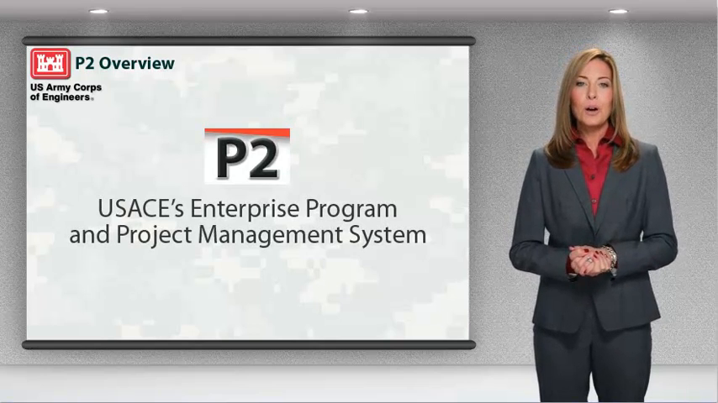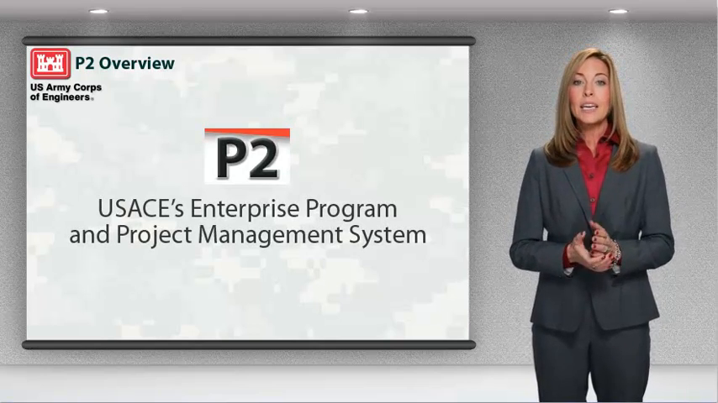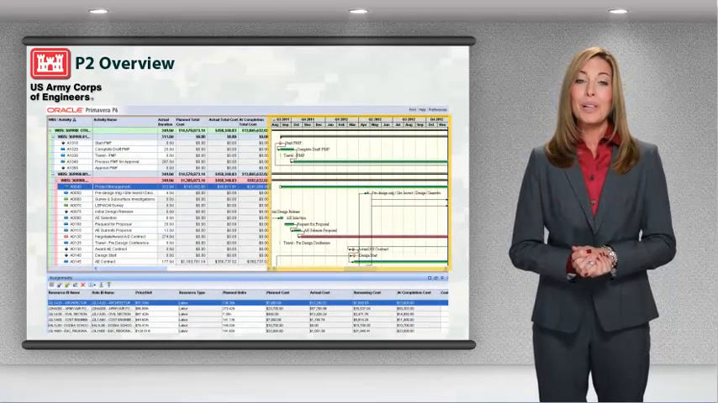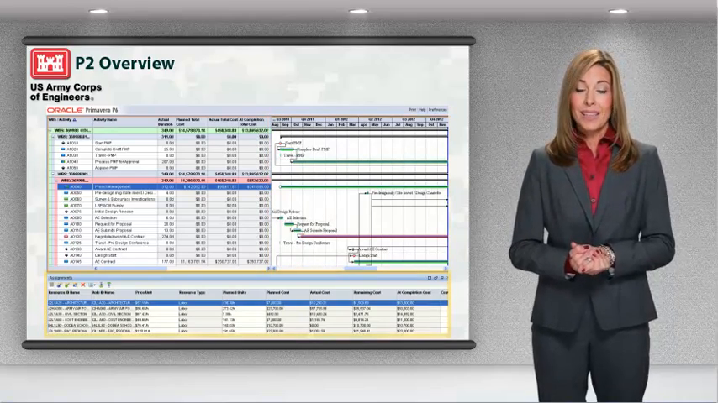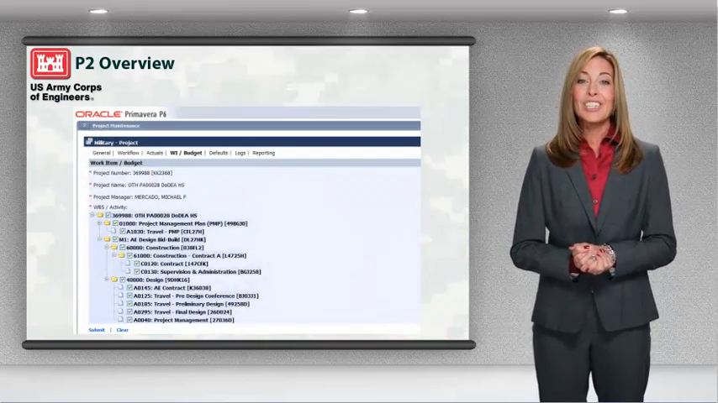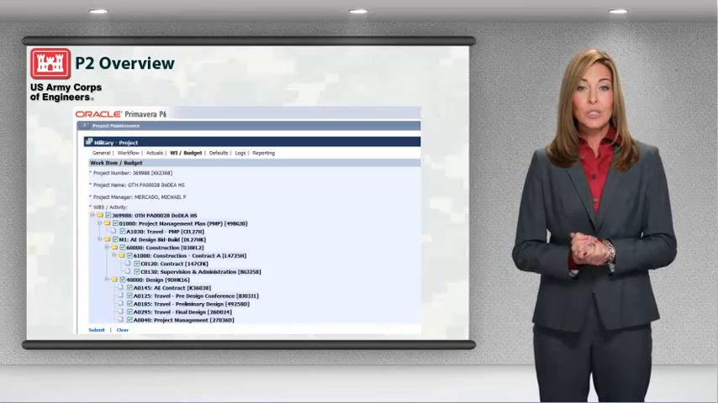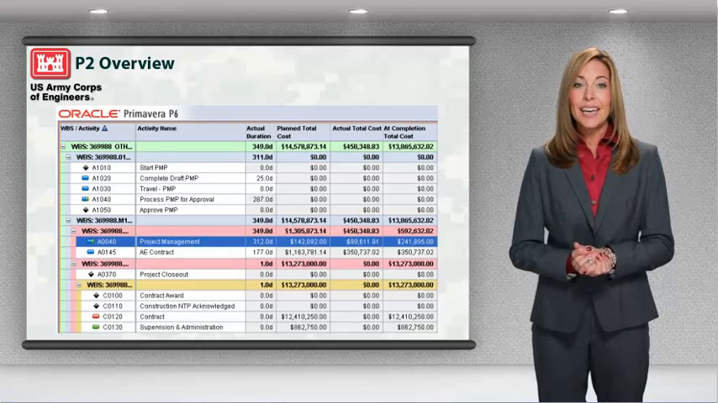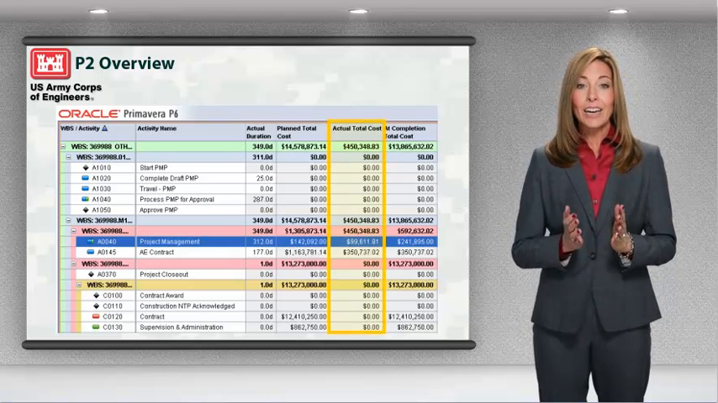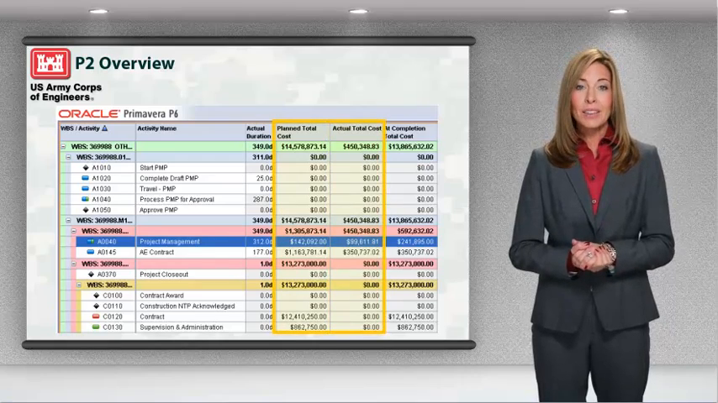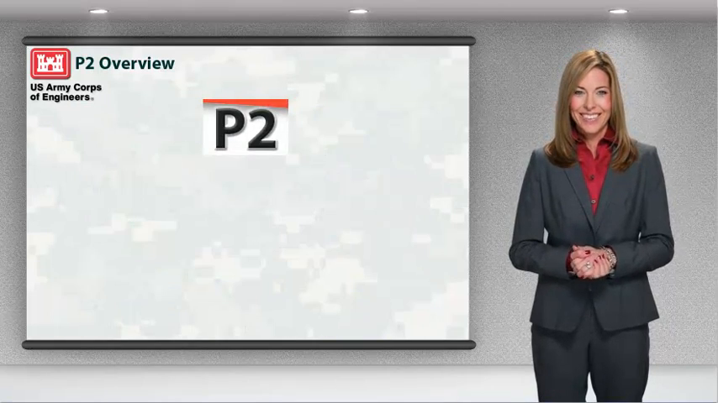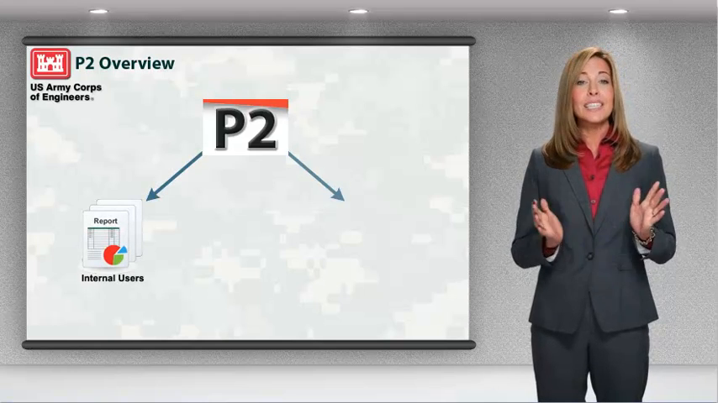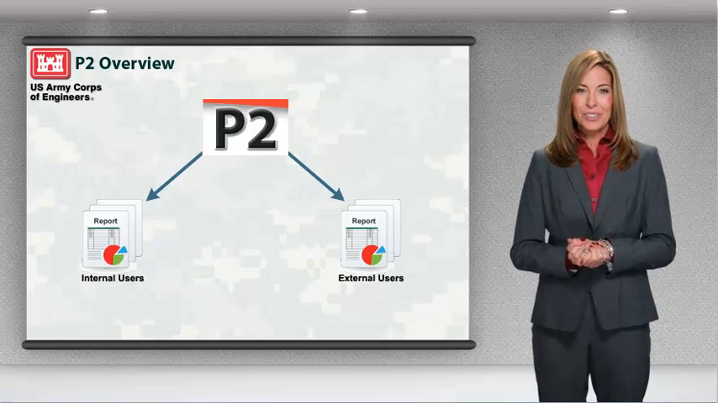P2 is USACE's enterprise program and project management system configured to support project execution. P2 allows users to plan their activities using the critical path method, develop the project budget, and generate labor cost codes through the interface with CFUMS. More importantly, P2 allows the PDT to assess the project's performance by collecting actual costs from CFUMS and comparing them to the planned scheduled costs. P2 is a tool that provides reliable project details to resources across the entire organization and to our customers.